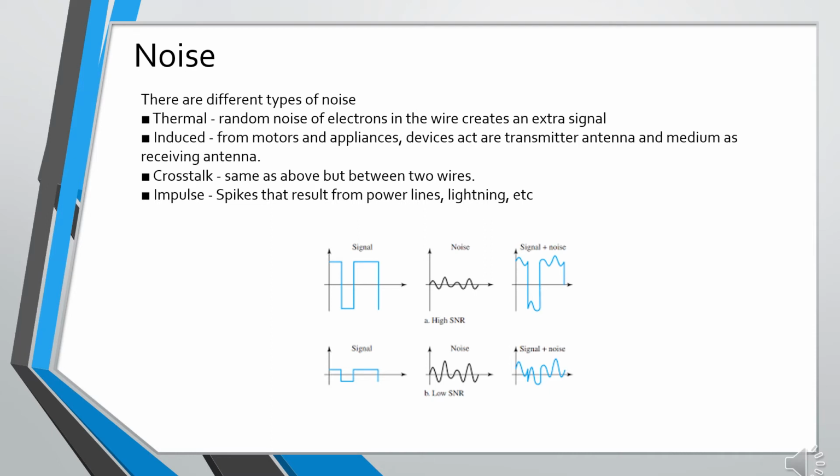Induced noise comes from sources such as motors and appliances. These devices act as a sending antenna and the transmission medium acts as the receiving antenna. Crosstalk is the effect of one wire on the other. One wire acts as the sending antenna and the other as the receiving antenna. Impulse noise is a spike that comes from power lines, lightning, and so on.